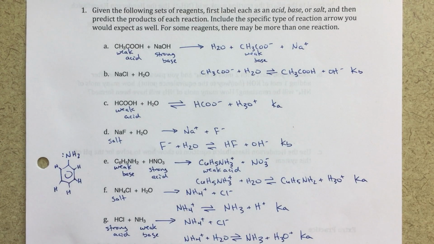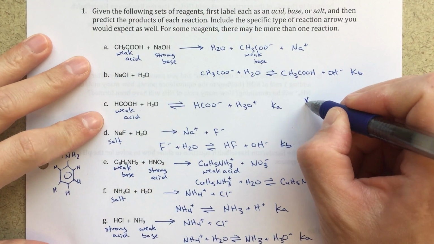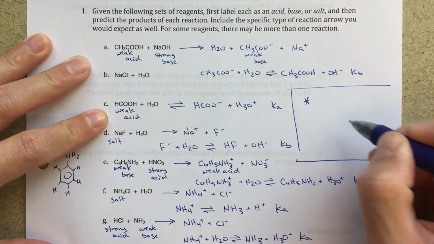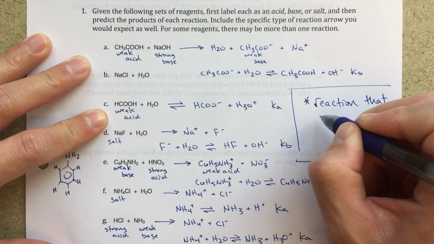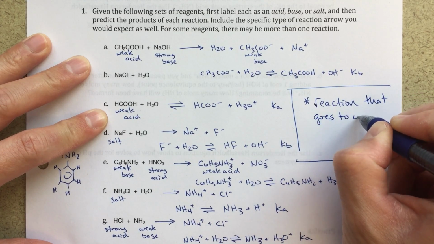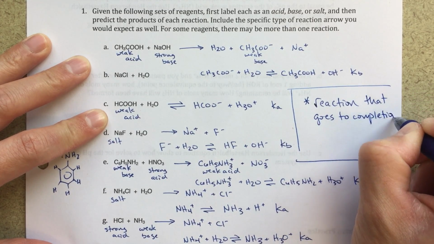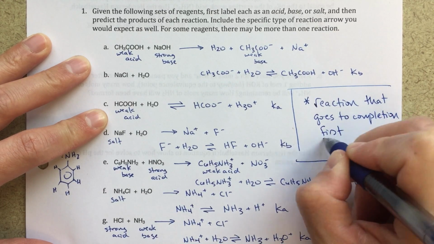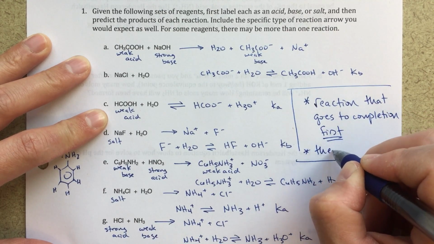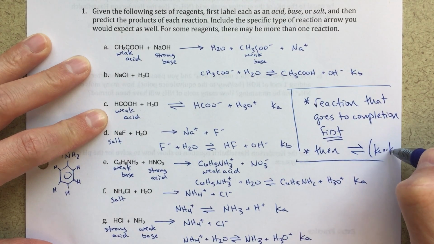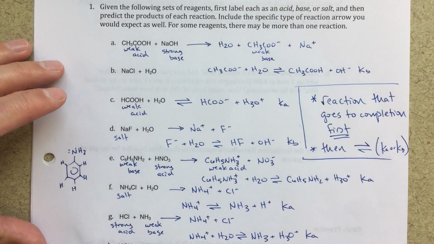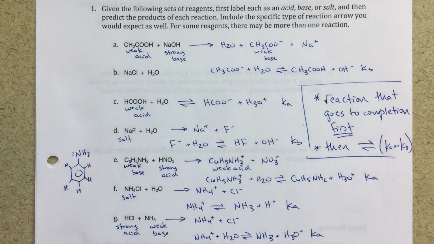So that's all the ones that I'm going to do for this video. Hopefully that helps, makes a little bit more sense. Always, let's put some notes here. Reaction that goes to completion first, then equilibrium. And that should be a Ka or a Kb. That's sort of where we're at right now. Yeah, hope that helps.